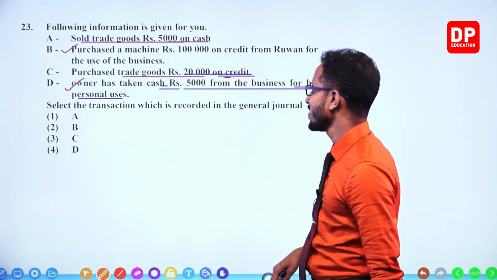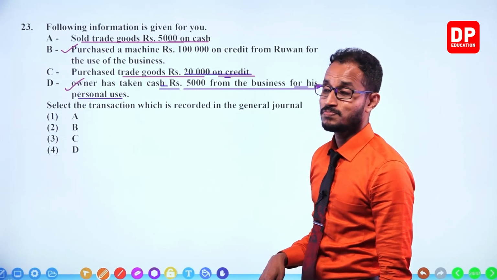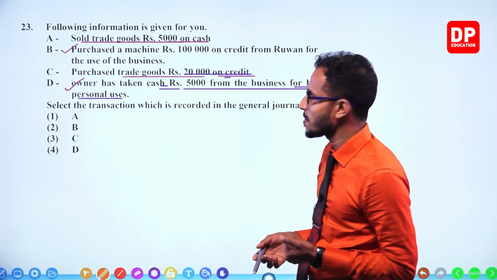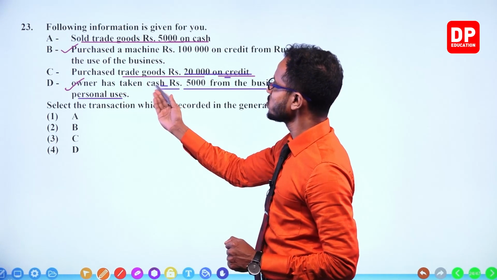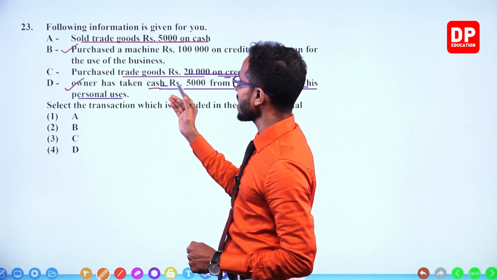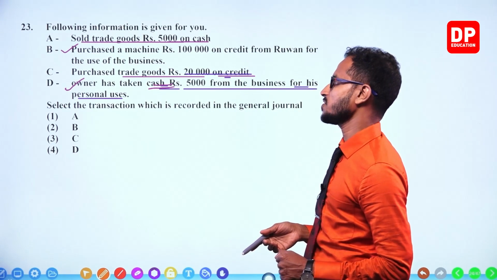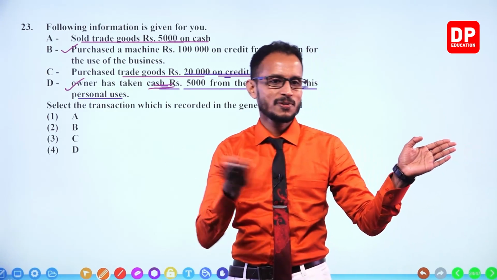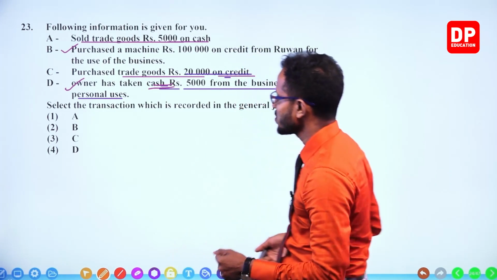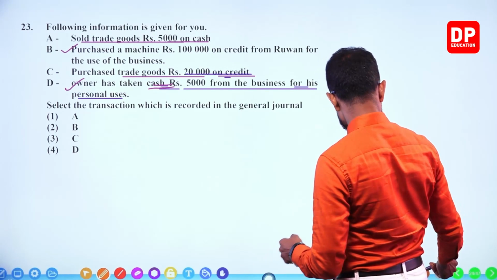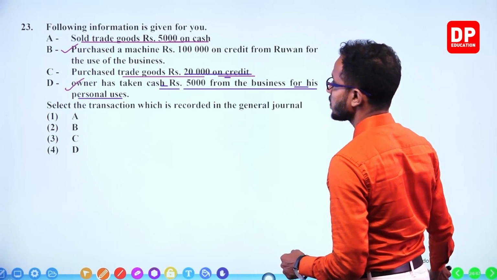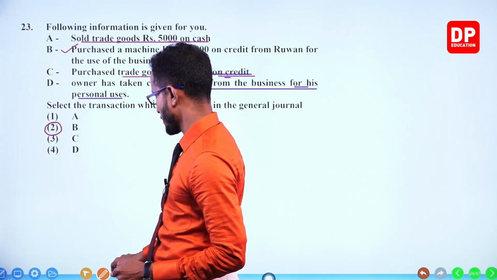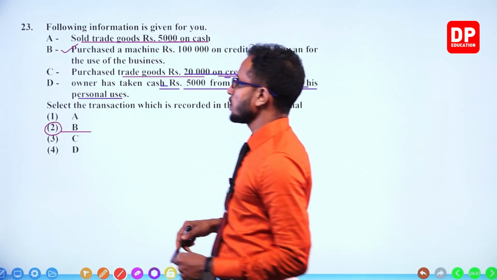Oh no! Well, that was a surprise. Fooled me. Owner has taken not goods. Owner has taken cash. If he has taken cash, it goes to the cash book, not to the general journal. So only B. Remove the tick. Only B.